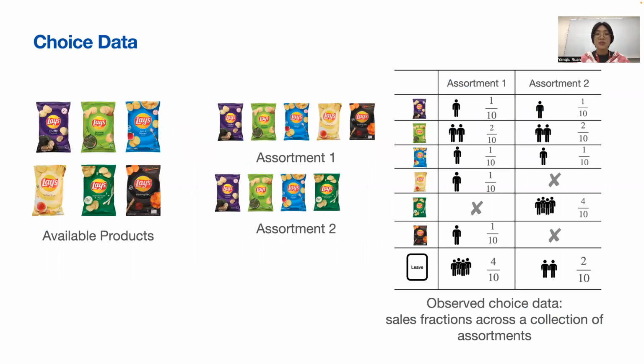First, let me introduce the background of consumer choice. Suppose that a retailer has a set of available products. They may offer different subsets of products for the customers, which are called the assortments. Customers come either to choose their favorite product from the assortment or leave without buying anything. The assortments may be different over time, from which the retailer can obtain the transaction data. That is the sales fractions across a collection of assortments.